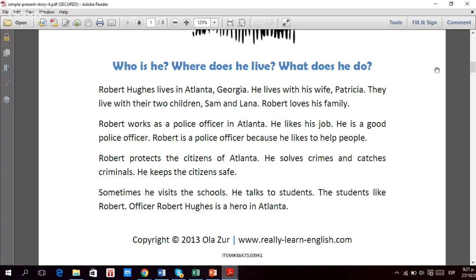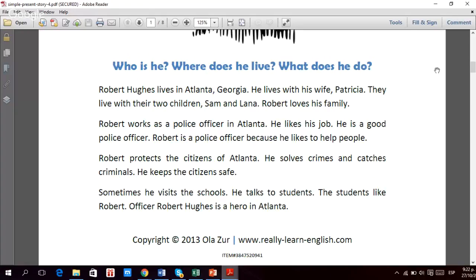I live in Atlanta, Georgia. I live with my wife, Patricia. We live with our two children, Sam and Lana. I love my family. I work as a police officer in Atlanta. I like my job. I am a good police officer. I am a police officer because I like to help people.